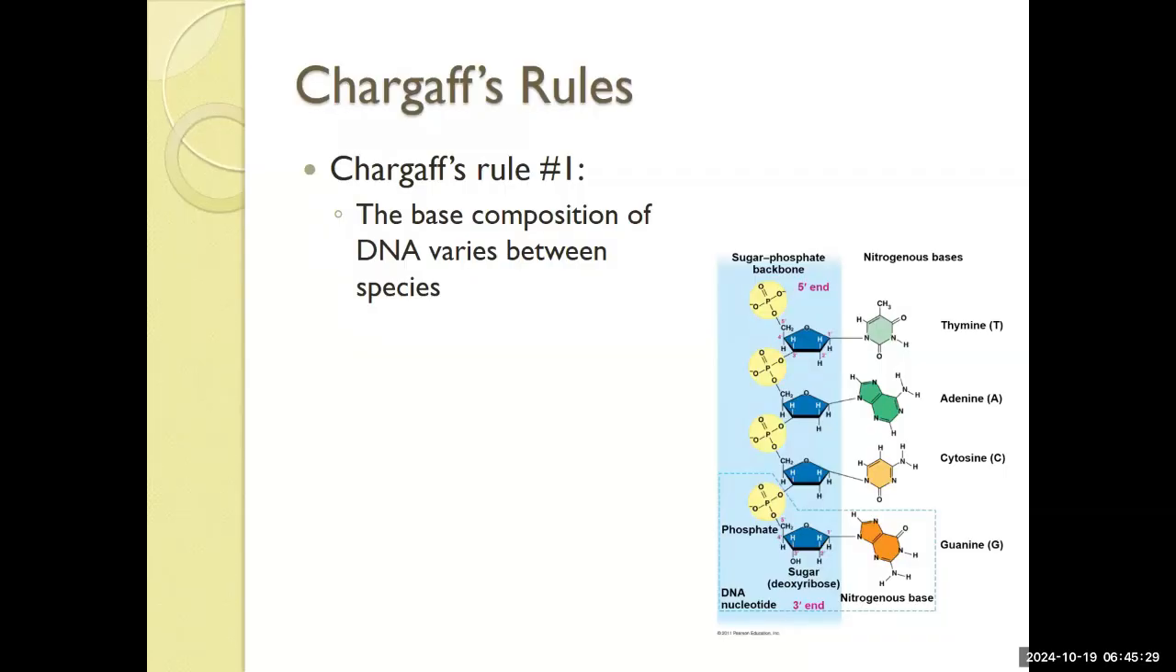Chargaff's studies on DNA structure, specifically the anti-parallel nature of DNA, gave rise to two particular rules. The first one is that the base composition of DNA will vary between species. The percent of T's versus A's versus G's versus C's would be unique to humans or monkeys or mice, and that all organisms within that species would be relatively similar. But between species, there would be distinct differences.